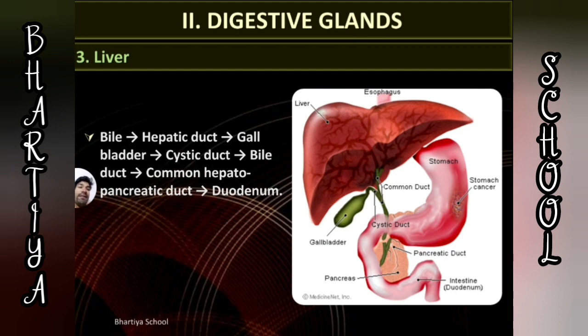Next, what is the passage of bile juice which is secreted by the liver? First, bile is secreted by hepatocyte cells and carried by the hepatic duct. The hepatic duct carries this bile to the gallbladder. The gallbladder leads to the cystic duct. The cystic duct leads to the bile duct. The bile duct leads to the common hepatopancreatic duct, and through the common hepatopancreatic duct, bile juice is poured into the C-shaped tube that is called our duodenum.